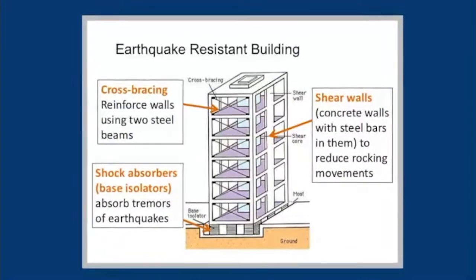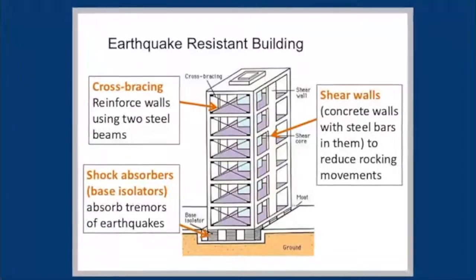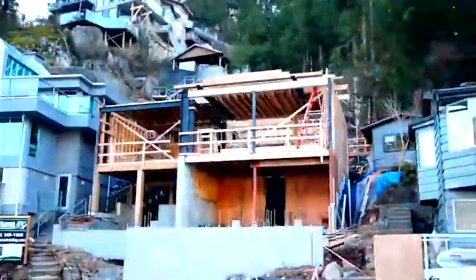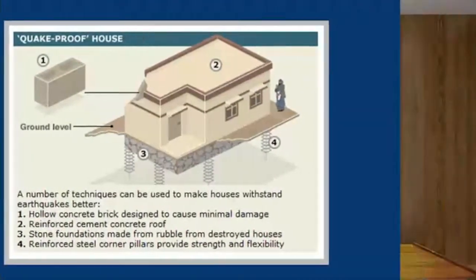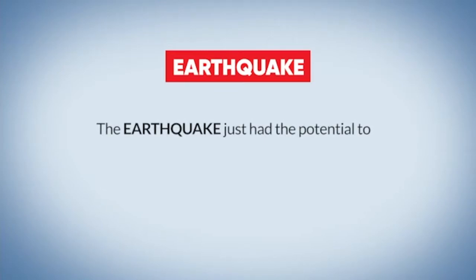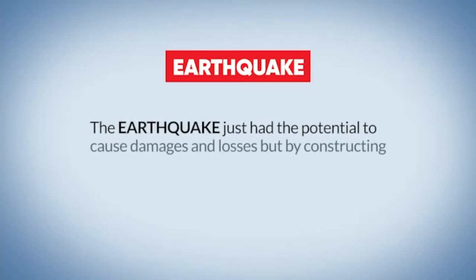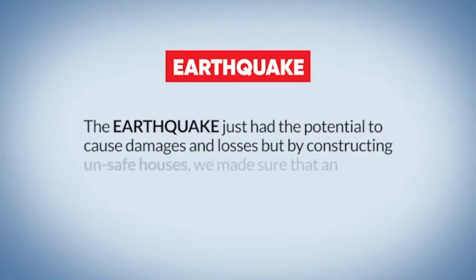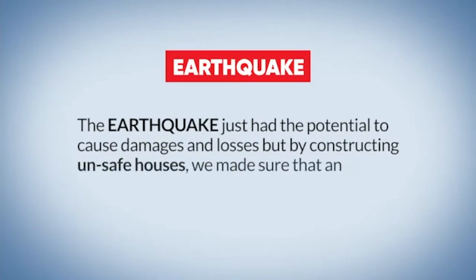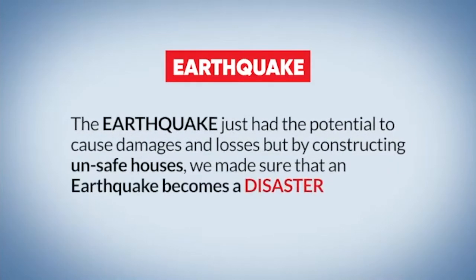With this knowledge in hand, if we are not keen on constructing safe houses or being prepared for any earthquake, how is the earthquake responsible for the resulting disaster? The earthquake just had the potential to cause damages and losses, but by constructing unsafe houses and ignoring preparedness, we made sure that an earthquake becomes a disaster. The same is true for cyclones.